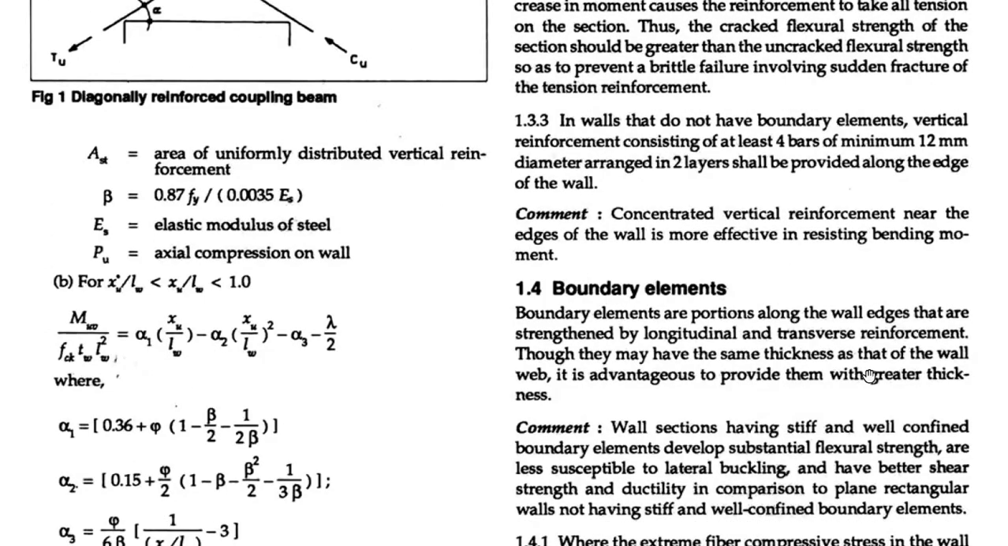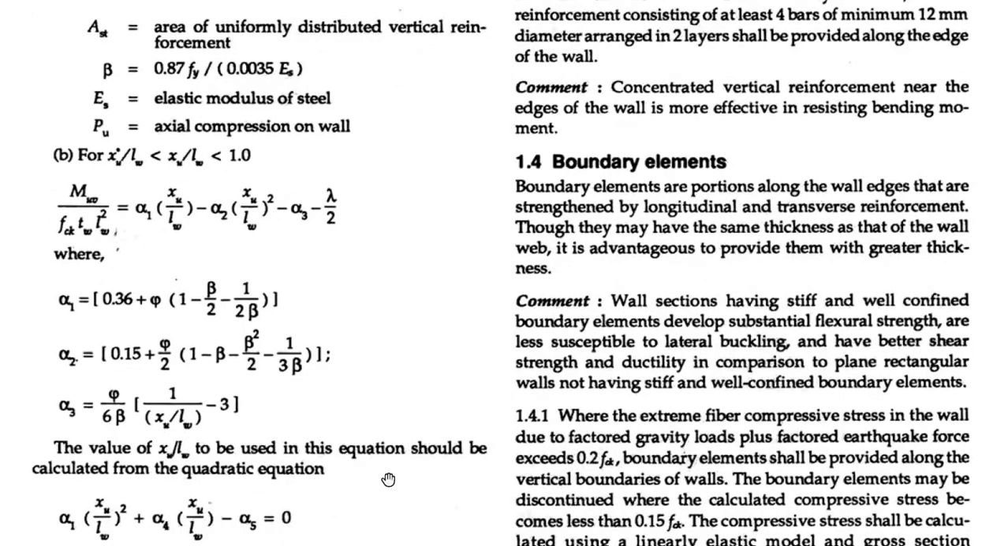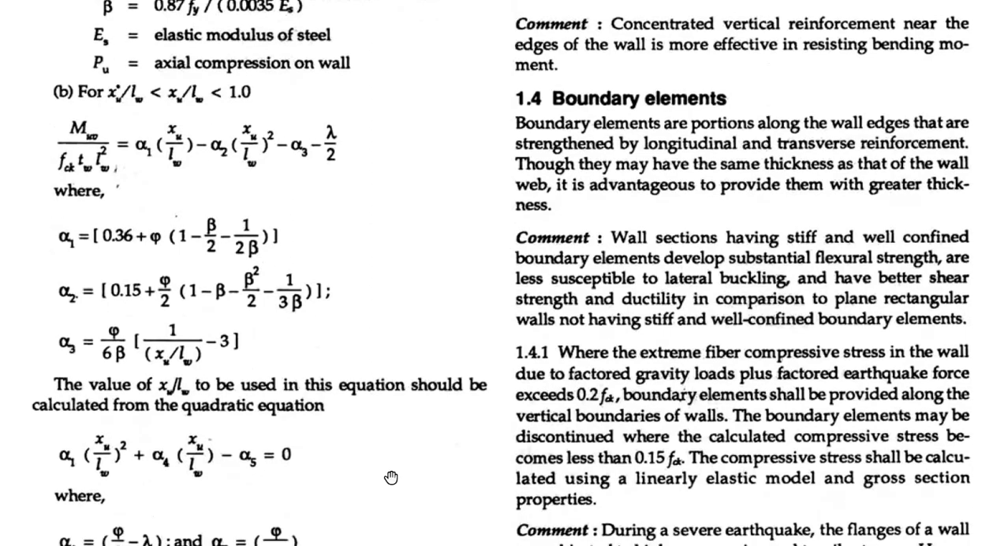And the second case, for xu0 by Lw less than xu by Lw less than 1.0, Muv by fck Tw Lw square equals α1 xu by Lw minus α2 (xu by Lw) square minus α3 minus λ by 2, where α1 equals 0.36 plus 5 times (1 minus β) by 2 minus (1 minus 2β), and α2 equals 0.15 plus 5 by 2 times (1 minus β) square by 2 minus 1 by 3 β, and α3 equals 5 by 6 β times (1 by (xu by Lw) minus 3).